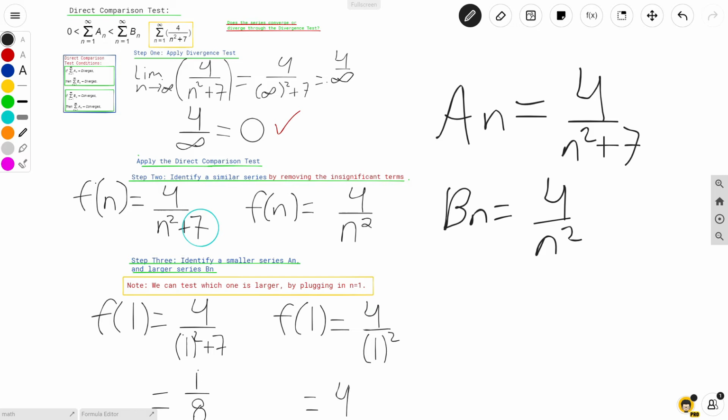So now what we're going to do for the next step, now that we know a sub n and b sub n, in step 4, we're going to go ahead and test the simpler series. In this case, the simpler series comes out to be b sub n. So we're going to test the convergence or divergence of b sub n. Knowing that b sub n has the form of a p series, we're going to apply the p series.